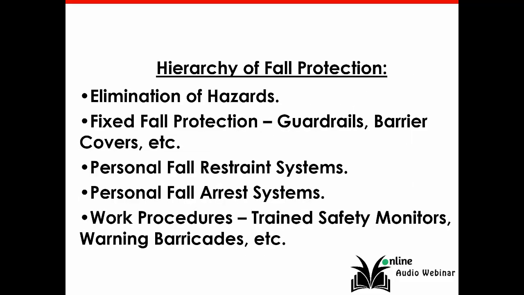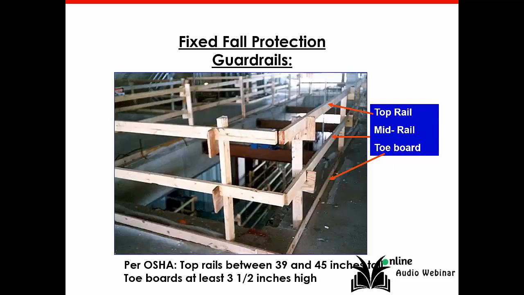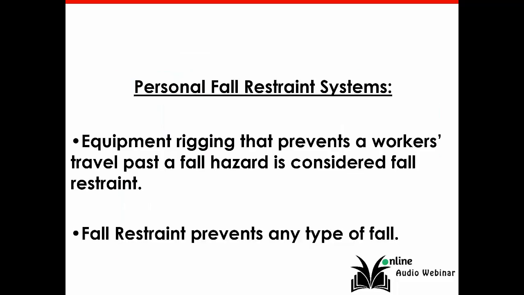Now we talk about the hierarchy of fall protection, the order in which you should address fall protection. Eliminate the fall hazard through a process design change, work practice control, or administrative control. We go back to our example of fixed fall protection such as guardrails, and personal fall restraint systems.